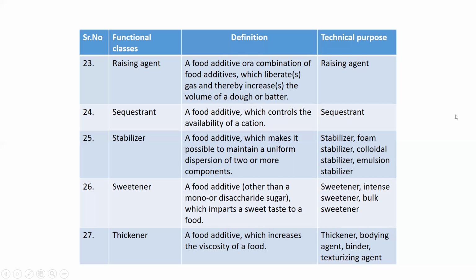Next is sweetener, a food additive which imparts a sweet taste to food. As we all know, it is obvious from the name, sweetener is known by everyone. Next is thickener, a food additive which increases the viscosity of a food. That is a thickener, or we can say a binder or a bulking agent or a texturizing agent. So that was all about the food additive list along with their definitions.